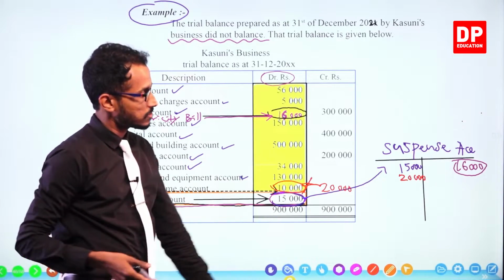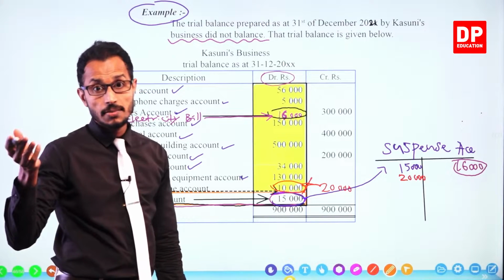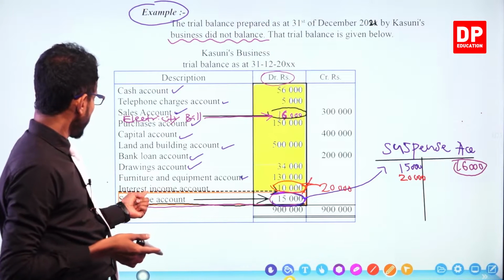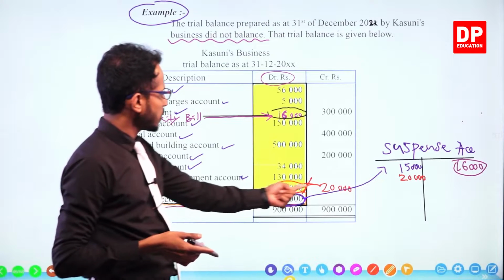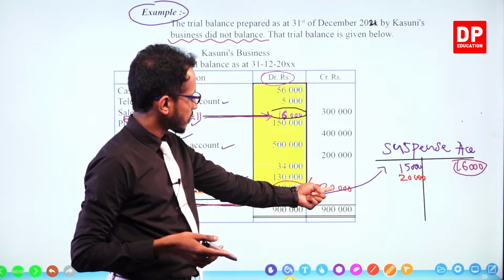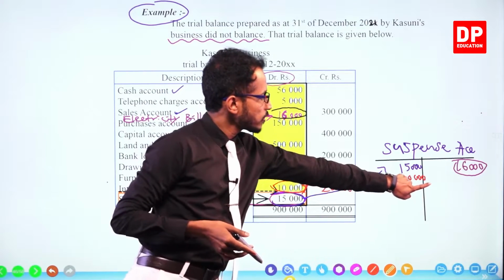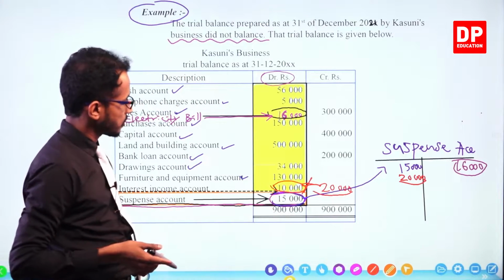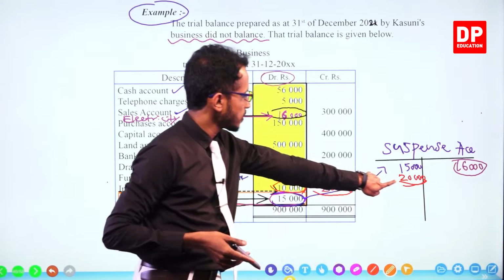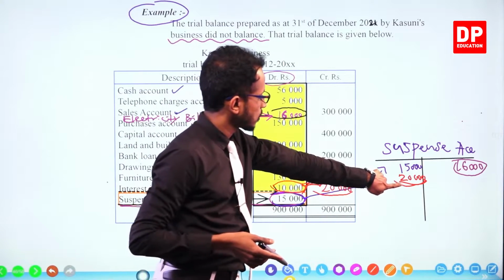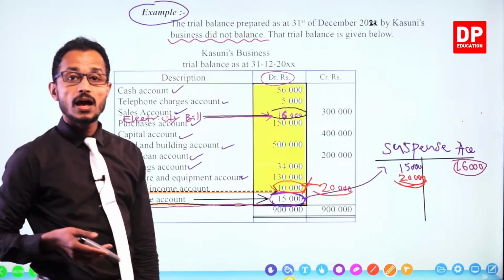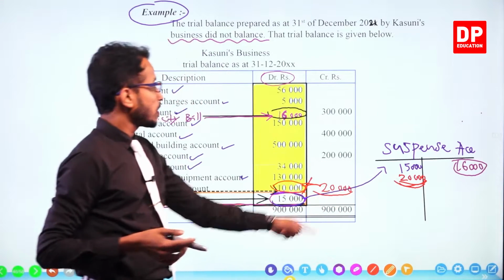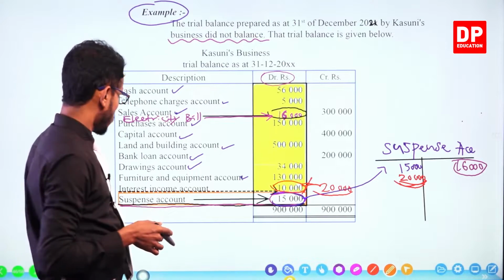The suspense account still has not balanced because there are some more errors. Okay, so the entry is trial balance credit 20,000, suspense account debit 20,000. This is the trial balance 20,000. This is the suspense account 20,000. But you don't mention the trial balance in the general journal.